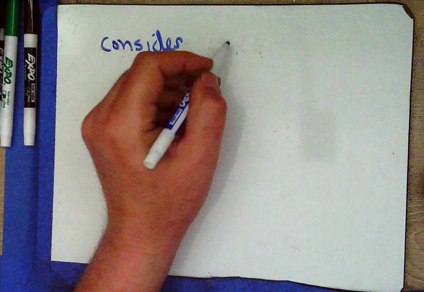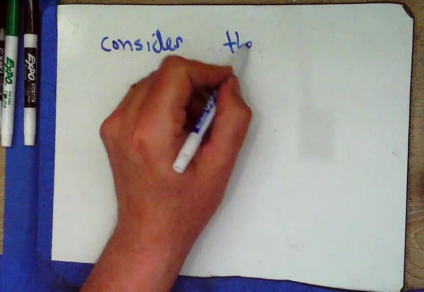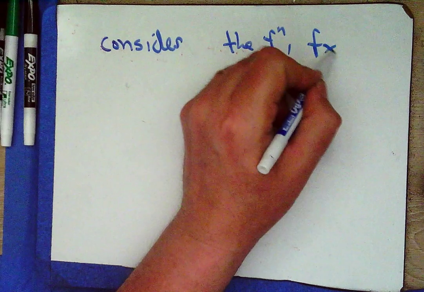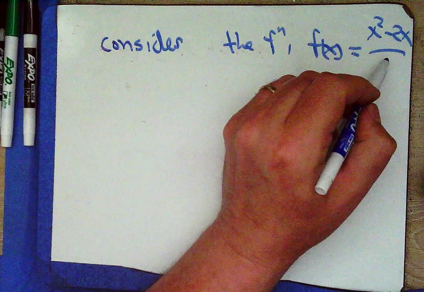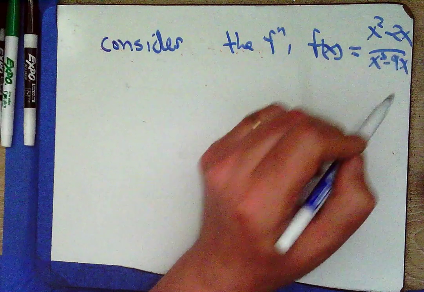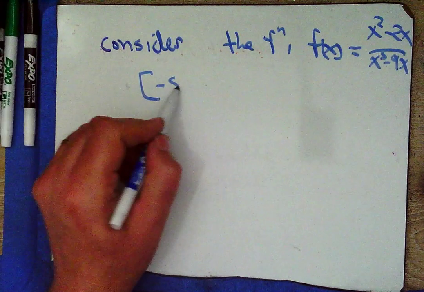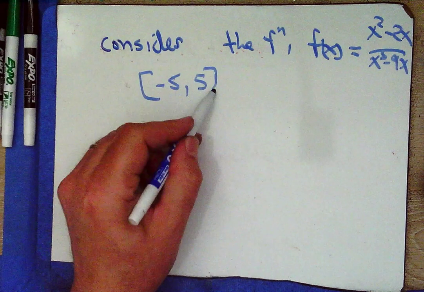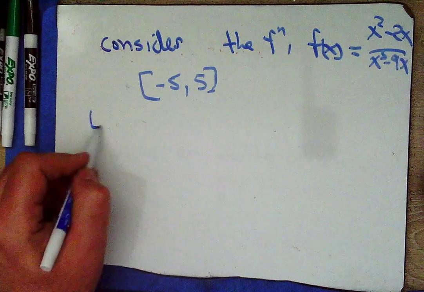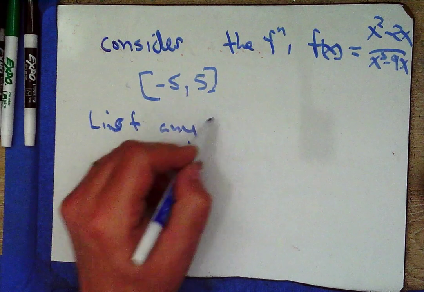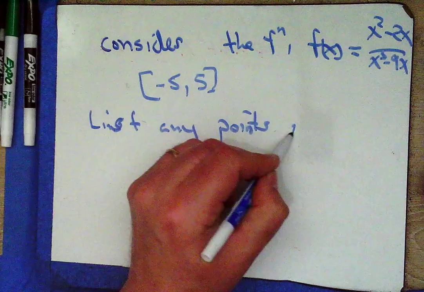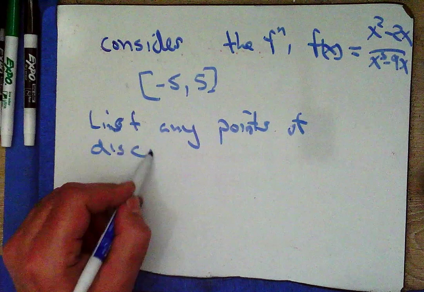I love this language for this next problem. Consider the function f of x equals x squared minus 2x over x to the third minus 9x on -5 to 5. List any points of discontinuity.